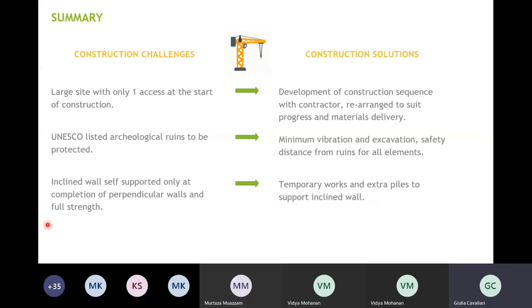Another challenge was that the inclined wall was going to be self-supported only at the completion of the project. Therefore, we had to support it temporarily to ensure safety, and we had to add some extra piles to support the temporary condition.